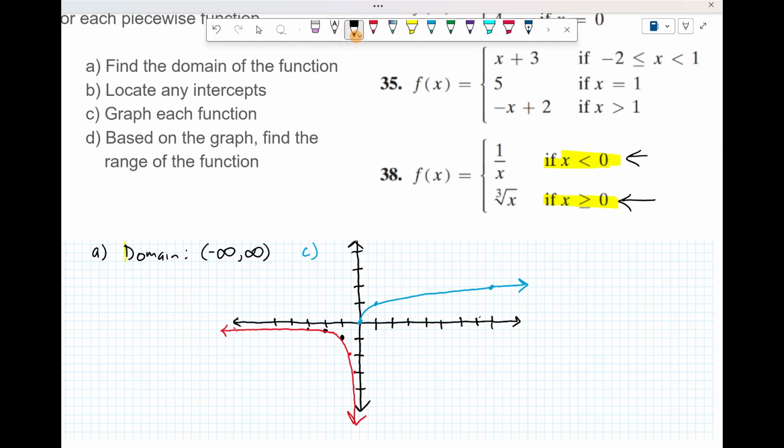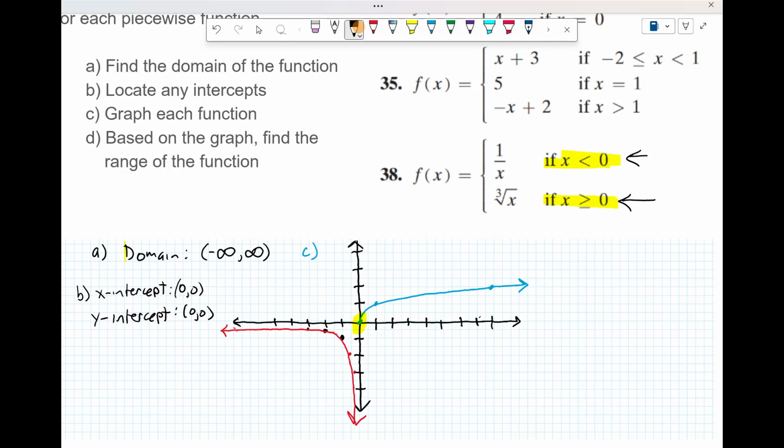And let's go ahead and locate any intercepts. Does it cross the x-axis? It actually crosses both the x-axis and the y-axis at the origin. So the x-intercept is 0, 0, or you could just say 0. The y-intercept is at 0, 0.